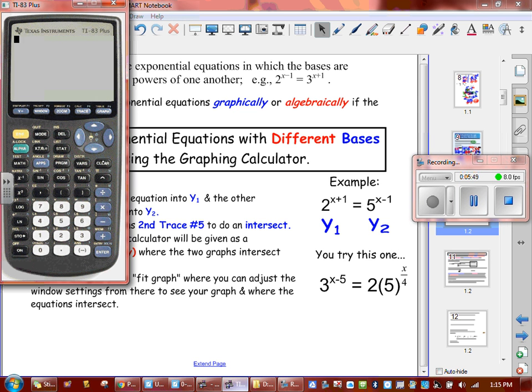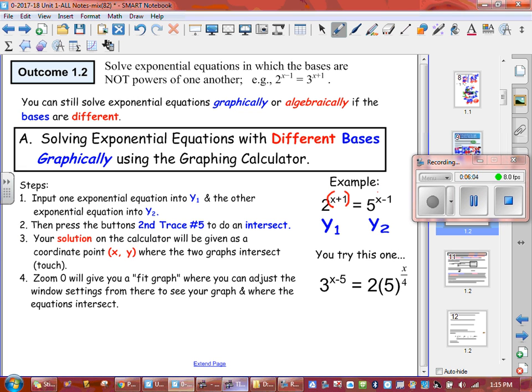And we are going to solve. So in our y equals, you'll see that I've got y1 underneath the 2x plus 1. Now there's a couple things here when we input them into our calculator. We don't see brackets, but we must have brackets around every exponent. Okay, every exponent needs a bracket.